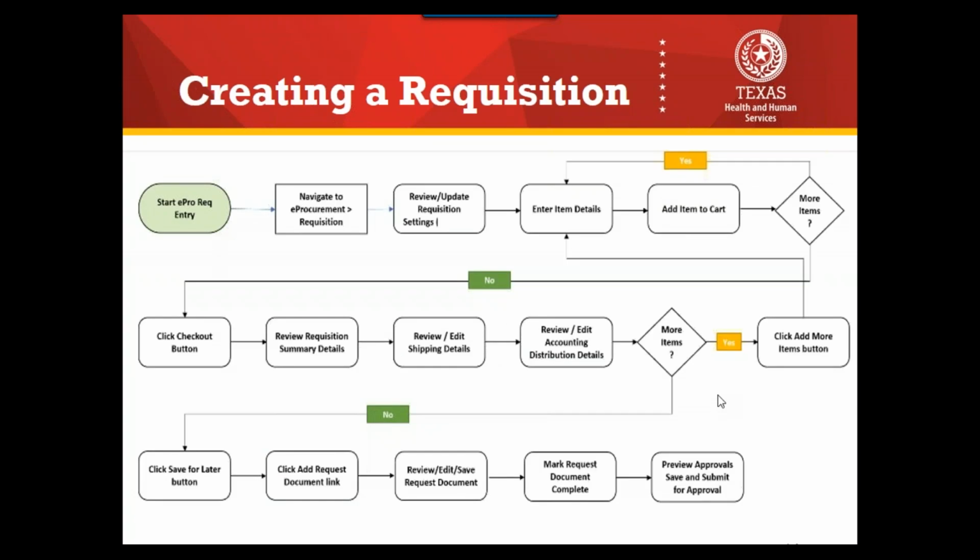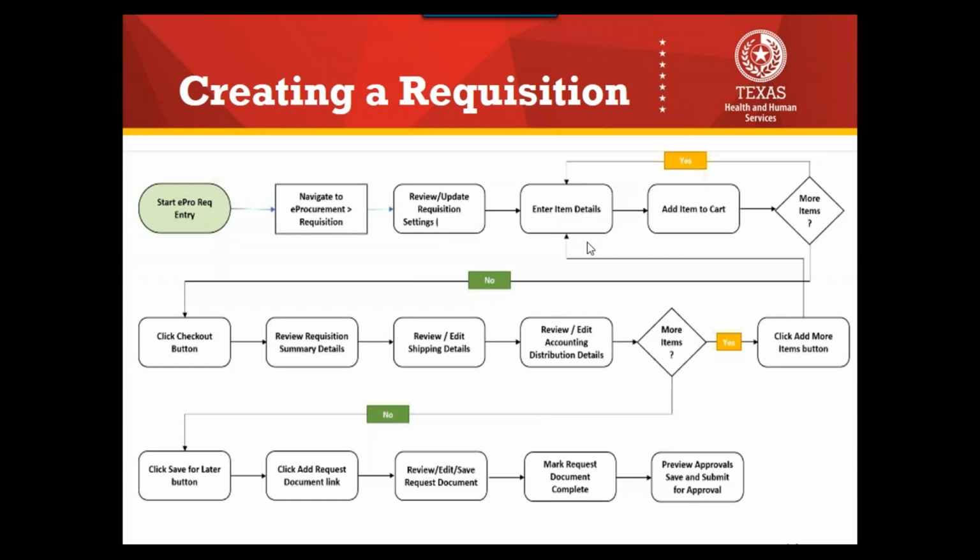For my visual people, this is your workflow. We will discuss each one of these steps. So each one of these steps will be a slide in a moment that we'll discuss. But to start off here, you'll log into CAPS Financials. You'll navigate to the requisition screen. You'll review and update your requisition settings. This is optional, but we do suggest doing this because it will help you fill out your fields and make sure they're correct later on.